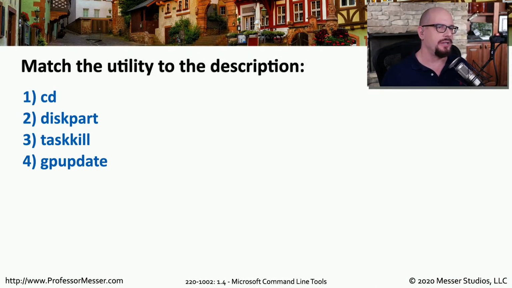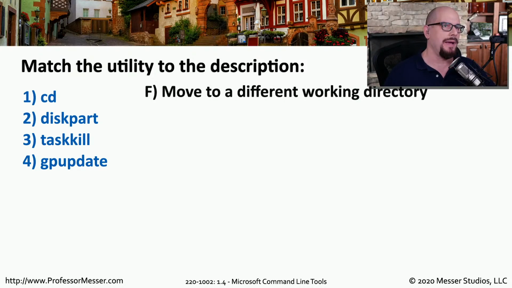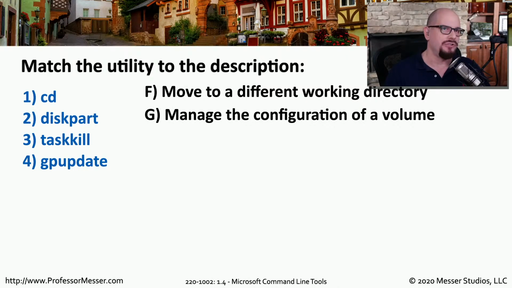Match the utility to the description. Let's start with CD. For those of you who know what CD is, that's change directory, and that would match F, move to a different working directory. We're changing the current working directory to something else. CD matches with F. Diskpart: if you ever need to configure anything with the disk, especially the disk partitions, you would go to diskpart and manage the configuration of a volume. Among other things, you can format a volume, you can create a volume, you can delete a volume. The diskpart utility allows you to do a lot of different things, and that is just one that it does, manage the configuration of that volume.